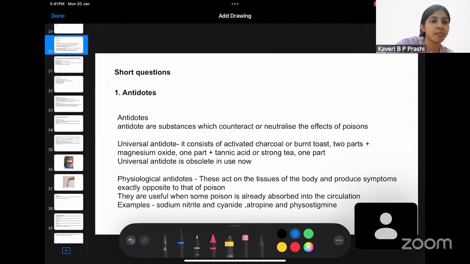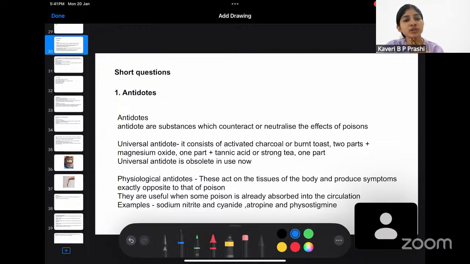Now, coming to the short questions, number one question is about antidotes. So what is an antidote? An antidote is a substance which is going to counteract or neutralize the effect of poisons. There are two types of antidotes, universal antidote and physiological antidote.